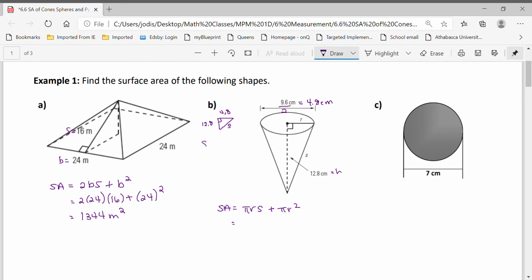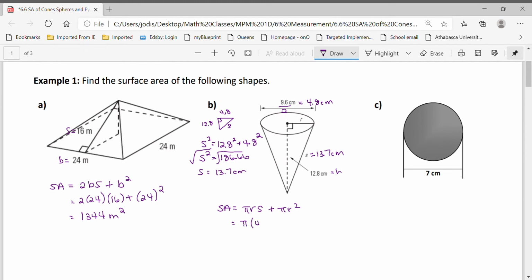S is the hypotenuse. So S squared is going to equal 12.8 squared plus 4.8 squared. If we square both of those and add them together, you get 186.66. Square root both sides, and we get 13.7 centimeters. Okay, that is our slant height. So now we have all the information we need. We can just plug this in.